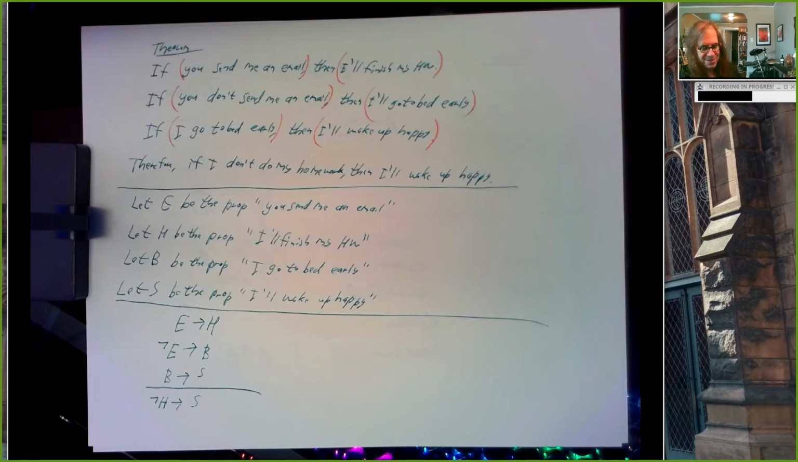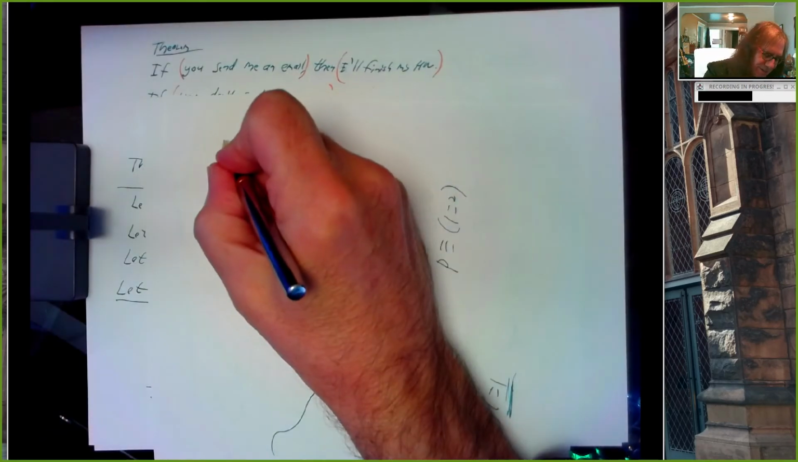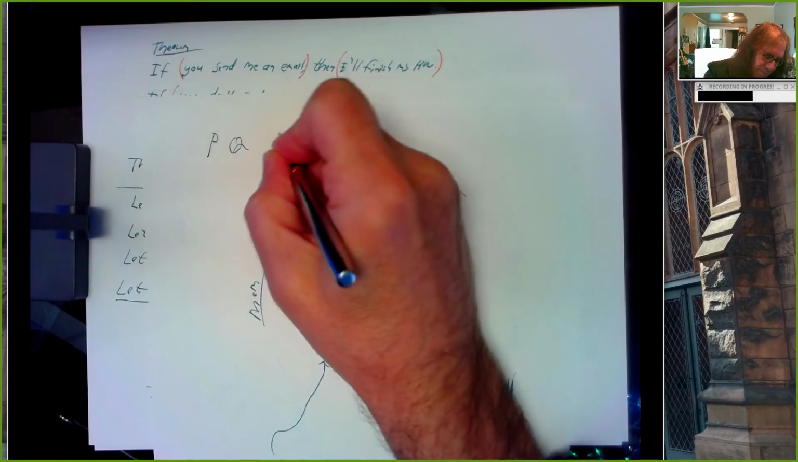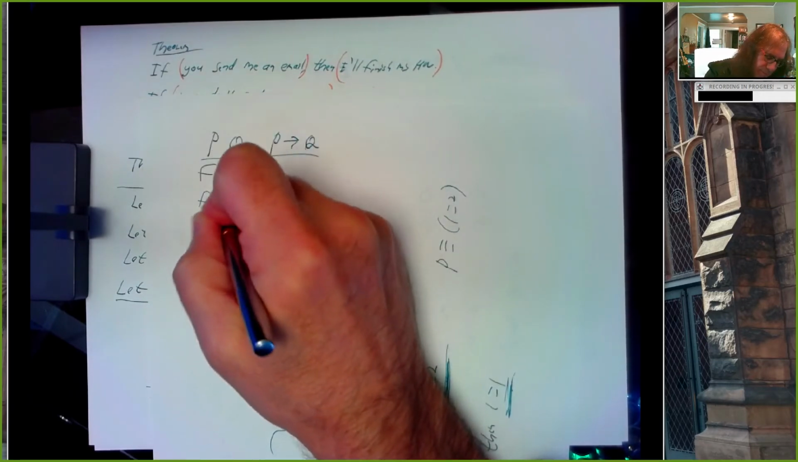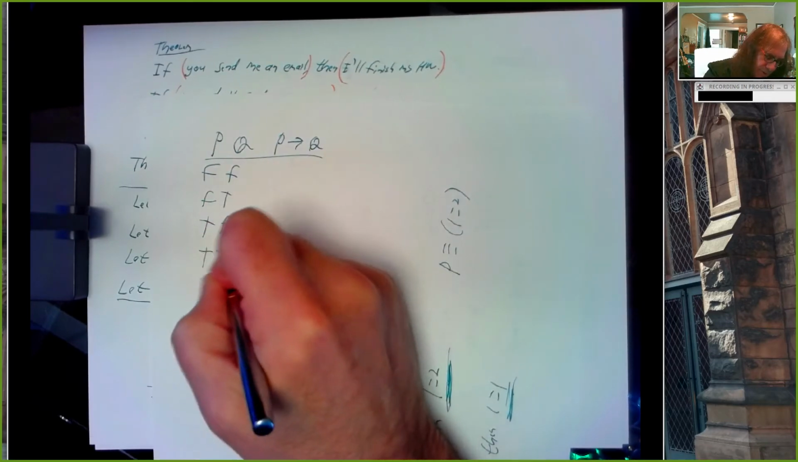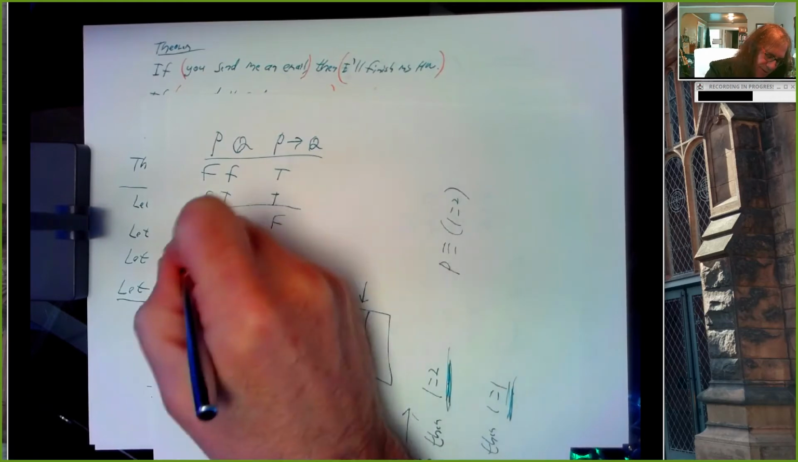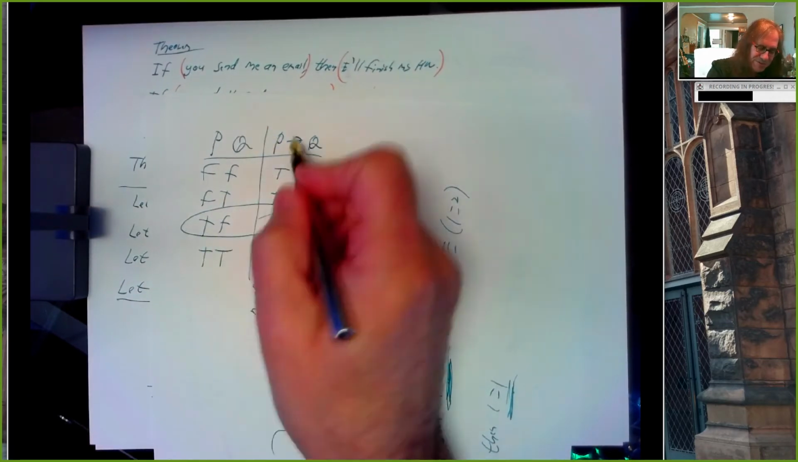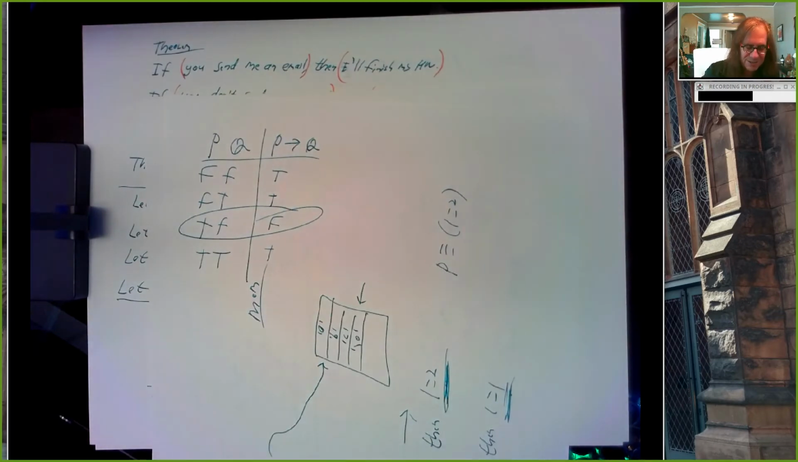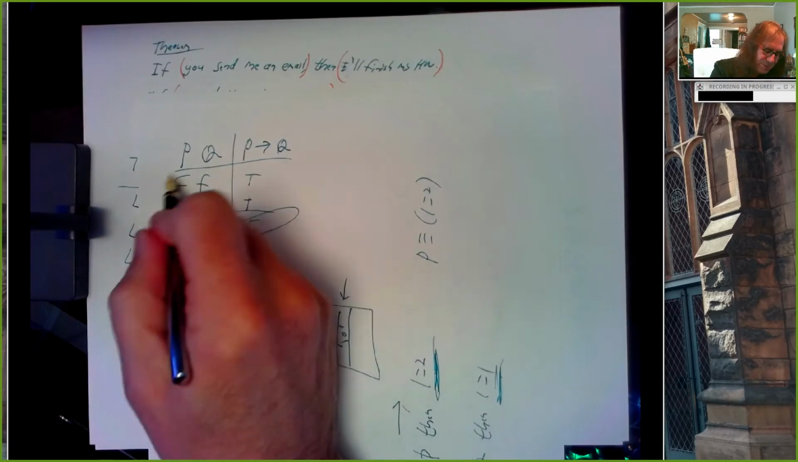Right. And this is the funny thing with conditional statements. Funny odd, not funny haha. These conditionals are almost always true. The only exception is hypothesis is true, conclusion is false. That's when this conditional fails to be true. Any other case, it's true, including the really odd one where they're both false.